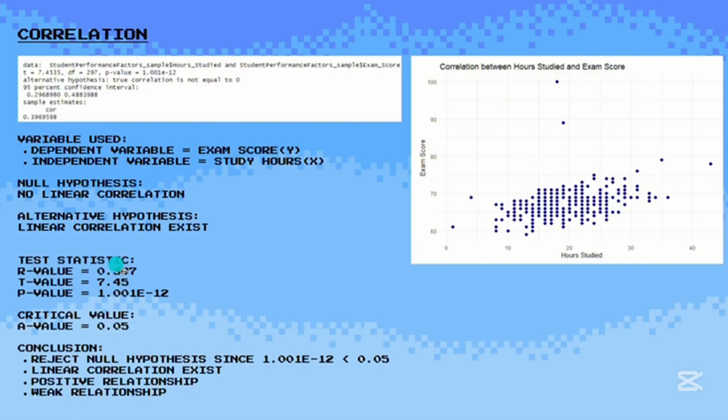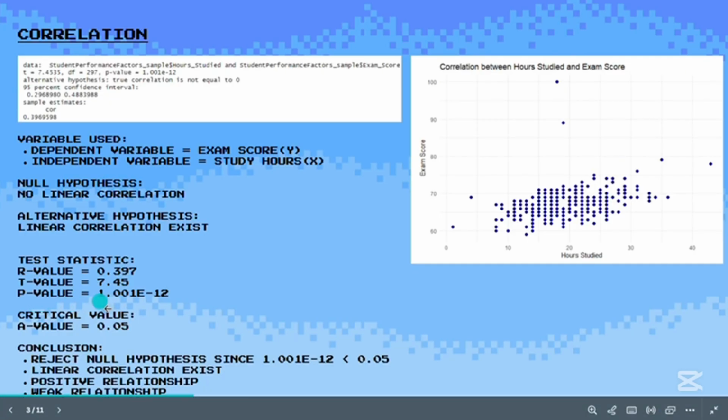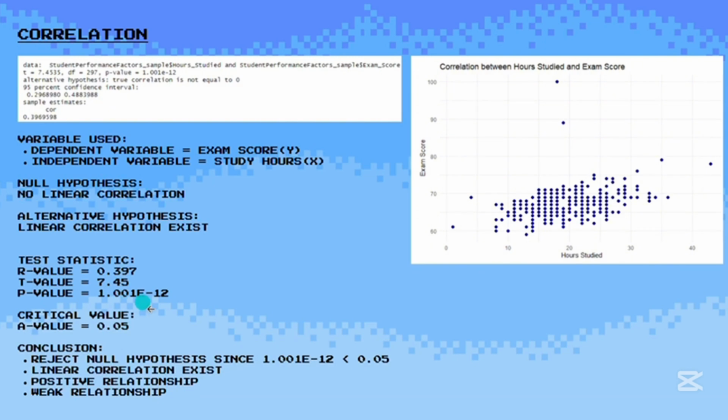For the test statistic, the R value we got from the result is 0.397, which is interpreted as a positive but weak correlation. From the R value we get the T value, which is also given from the result in our R programming, which is 7.45. With the T value, we use the T table to get the P value. The P value we got here is very small, which is 1.0 times 10 to the power of negative 12.